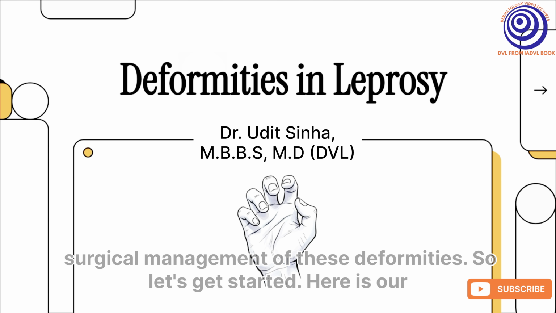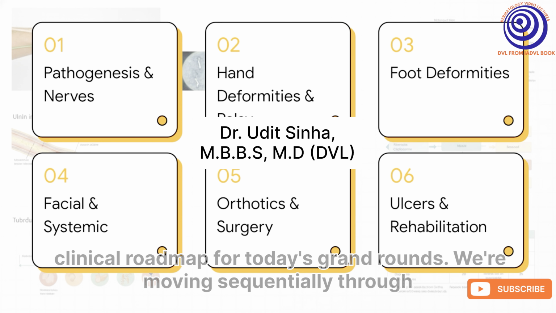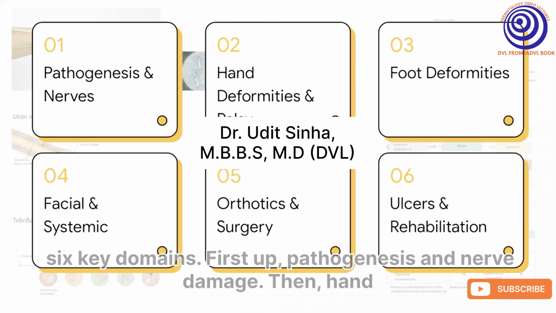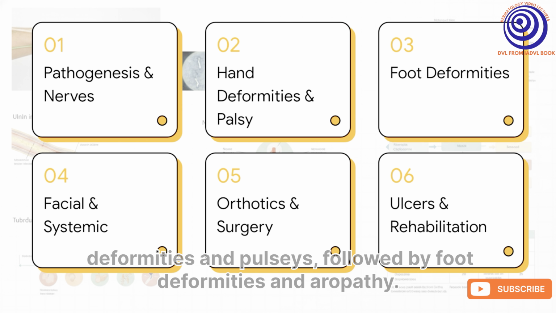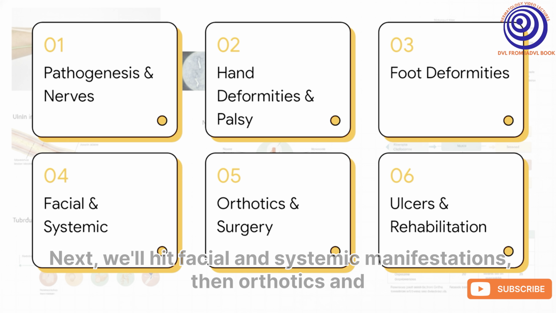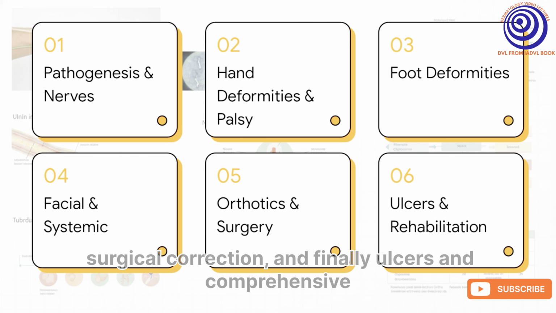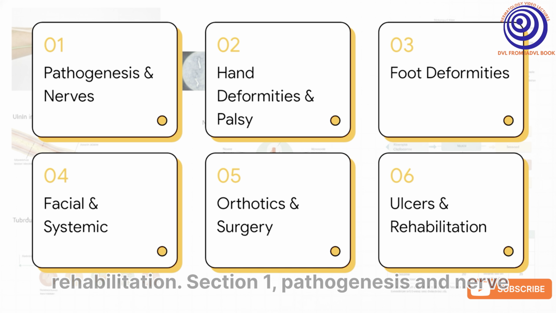So let's get started. Here is our clinical roadmap for today's grand rounds. We're moving sequentially through 6 key domains. First up, pathogenesis and nerve damage. Then, hand deformities and palsies, followed by foot deformities and neuropathy. Next, we'll hit facial and systemic manifestations, then orthotics and surgical correction, and finally, ulcers and comprehensive rehabilitation.